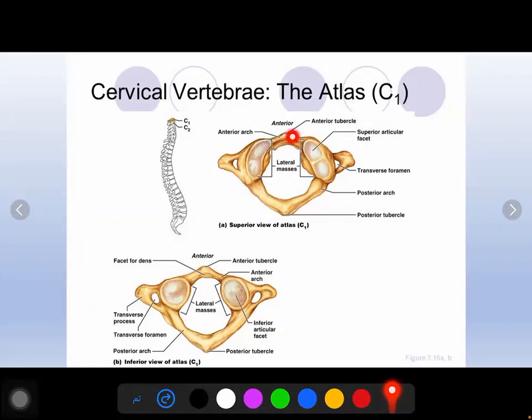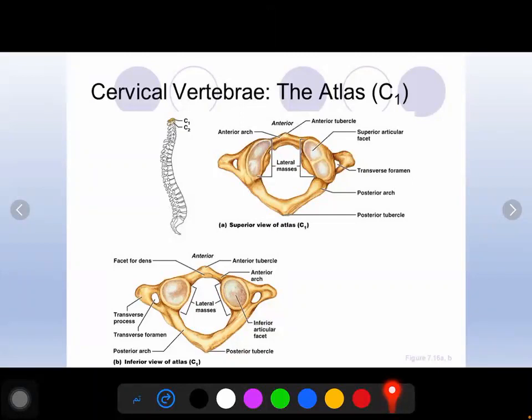In the anterior arch, there is a tubercle, so it is called the anterior tubercle. And this is the posterior tubercle within the posterior arch. The lateral mass has a superior articular surface and an inferior articular surface. Also, as with other cervical vertebrae, it has a transverse process with a foramen transversarium.